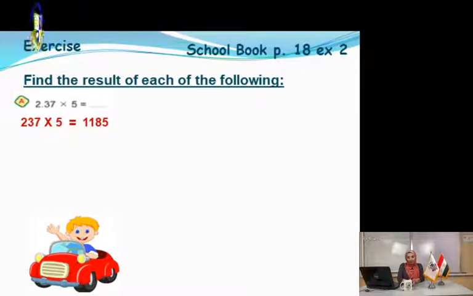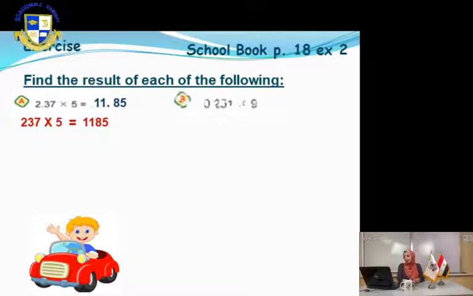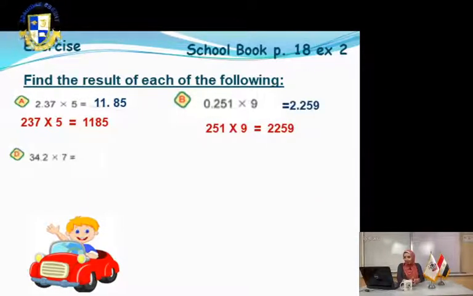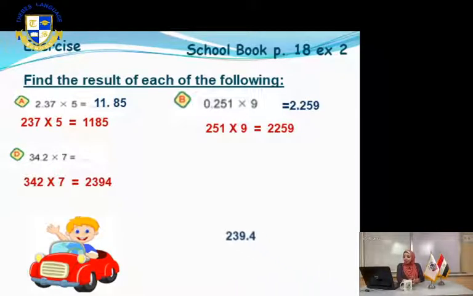Then don't forget putting the decimal point. Let's see. The first number has how many decimal places? It has 2 decimal places. And the second number has no decimal places. Let's add them together. 2 plus 0 will be 2. Count from the right to the left. Then put the decimal point. It will be 11.85. Okay? We have here letter B and C. They are the same. Let's see letter E.